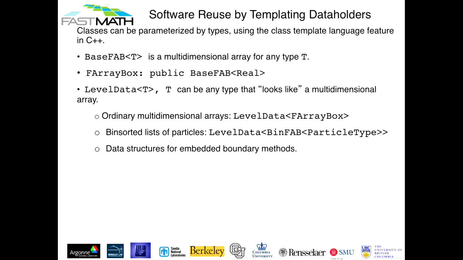So on any given box or any given patch, you have an FArrayBox, which is a bunch of data sitting out on that particular patch, and that patch is assigned to a particular processing element. And then a whole level on the AMR hierarchy is a LevelData, and then you build up a whole AMR hierarchy as a vector of these objects. So fairly simple data structures.